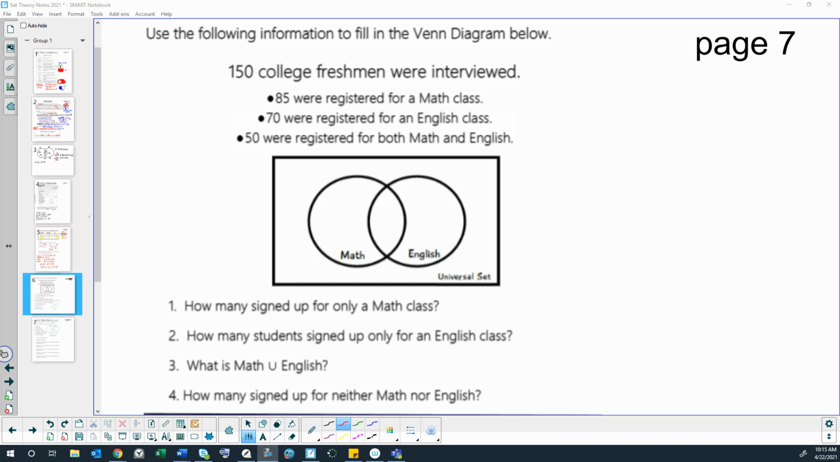We can use Venn diagrams to help us solve problems and answer questions. We've kind of already been doing a little bit of that, but let's look at this example here. This is on page 7 of the current notes.